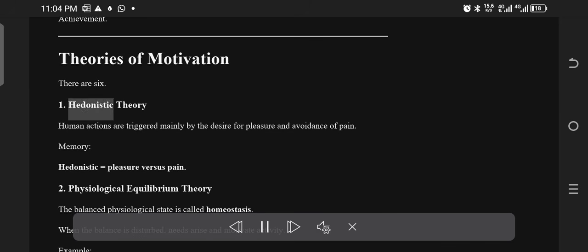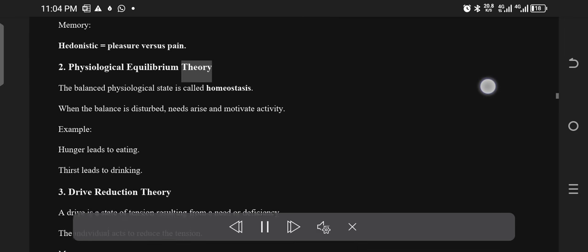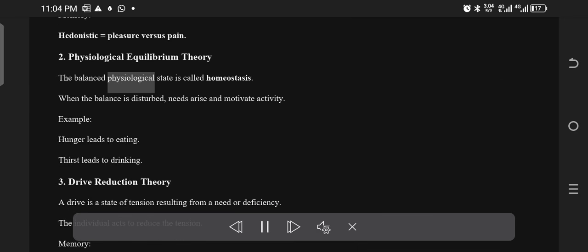Theories of motivation. There are 6. 1. Hedonistic theory. Human actions are triggered mainly by the desire for pleasure and avoidance of pain. Memory: hedonistic equals pleasure versus pain. 2. Physiological equilibrium theory. The balanced physiological state is called homeostasis. When the balance is disturbed, needs arise and motivate activity. Example: hunger leads to eating.